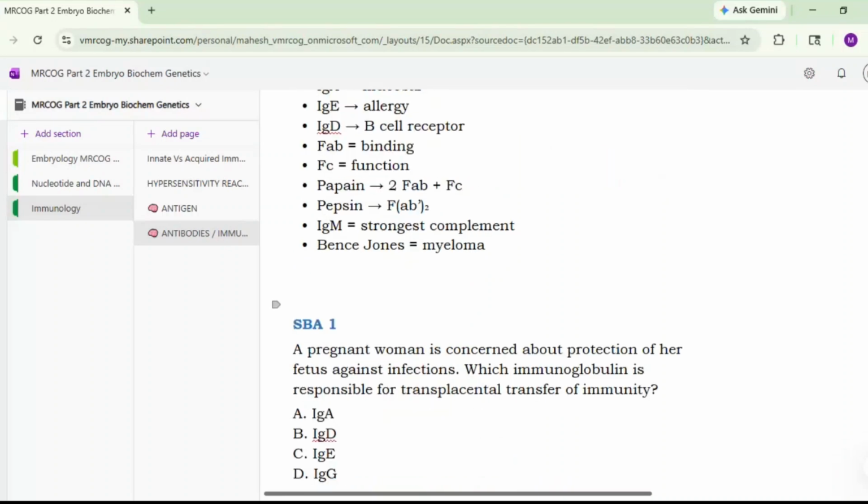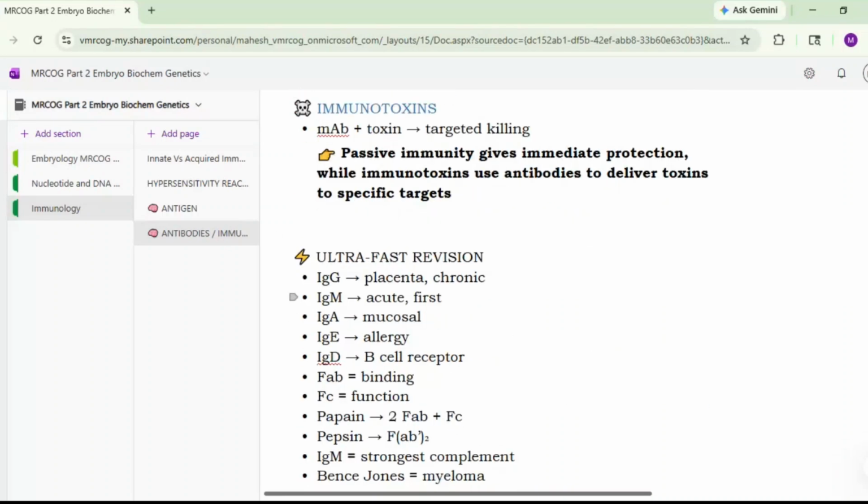So just to revise the different classes of antibodies: IgG will cross the placenta and is seen in chronic infection, while IgM is seen in acute infection and is a primary response antibody. IgA gives mucosal immunity. Then IgE is responsible for allergy.